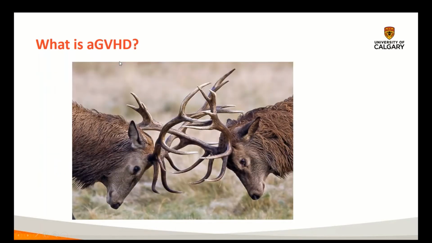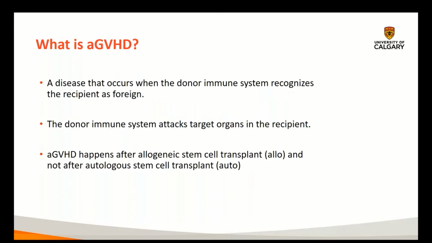So acute graft versus host disease really is a butting of heads. It's the donor immune system butting heads with the recipient. And now what we know is that the donor immune system is going to have an advantage because it really hasn't been weakened by the chemotherapy and the radiation leading into transplant. But more specifically, this is a disease that happens when the donor immune system is recognizing the recipient as foreign. And so what we have is a donor immune system that's attacking target organs in the recipient.